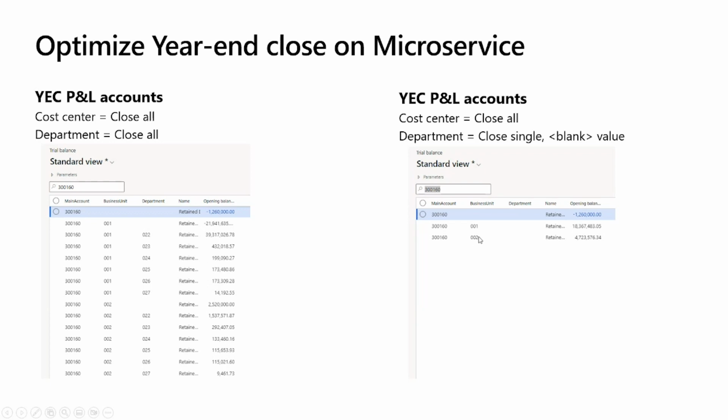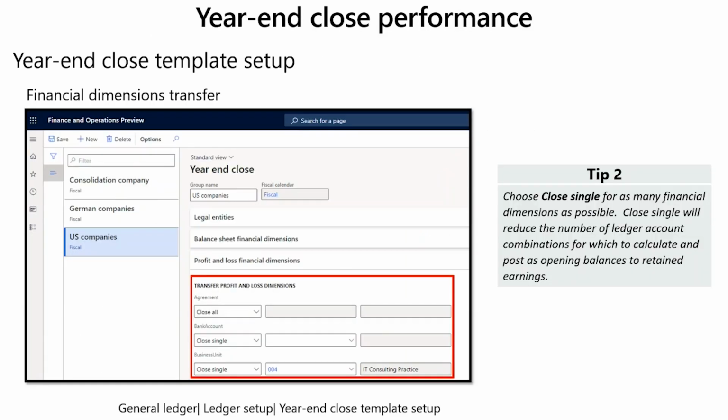Now, obviously, this is a very small subset of dimensions and a very small subset of values. If you think about the dimensions you have in your organization, you can imagine how the number of retained earnings can really explode your chart of accounts if you choose close all on a lot of those dimensions. So the point with this tip is to evaluate your financial dimensions and which ones you absolutely need to see a retained earnings balance for.